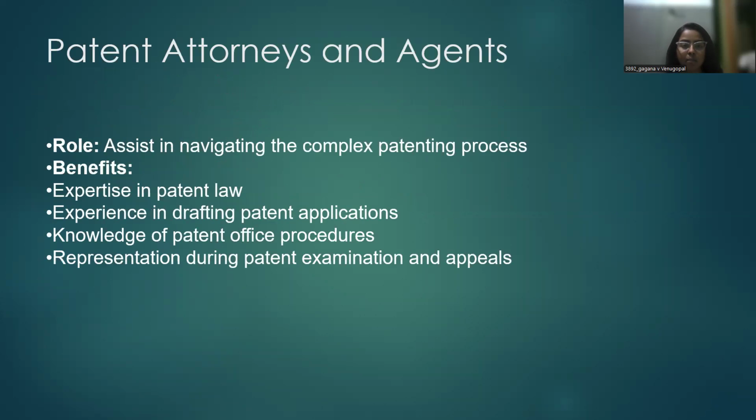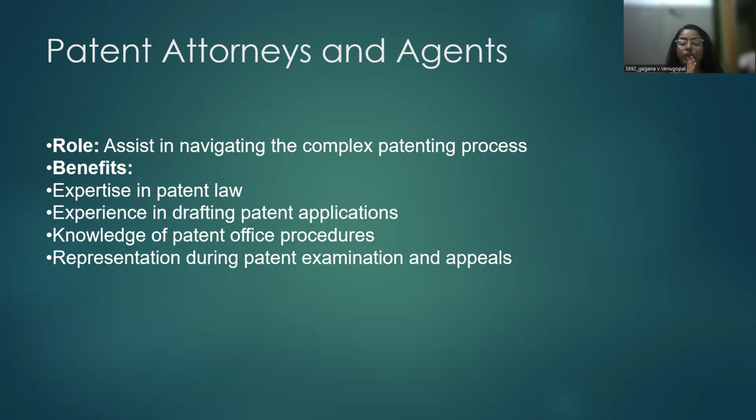Heading over to the next one, the role of patent attorneys and agents: they assist in navigating the complex patenting process. Benefits: expertise in patent law, experience in drafting a patent application, knowledge of patent office procedure, representing during patent examination and appeals. So all these play a very important role, which includes drafting a patent application. There are specific formats and necessary keywords which need to be mentioned in the patent application. It also requires knowledge of patent office procedure. They may include different kinds of office procedures.